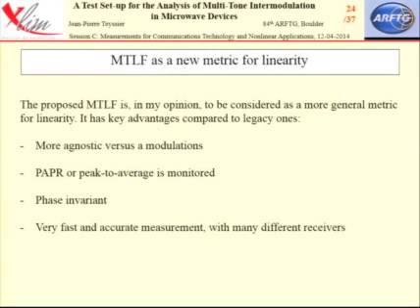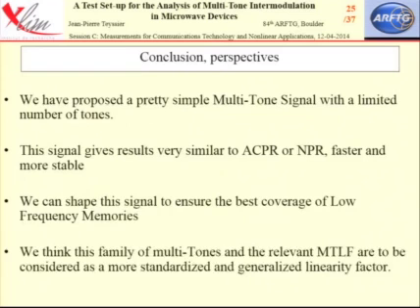It can be done with many different receivers, and we can imagine doing this in a production environment. With the SWAP, it's a matter of, let's say, 1 or 2 milliseconds to get one measurement, because it's just one acquisition, compute the power, make the ratio, and we're done. That's it. So, conclusion and perspectives. We have proposed a pretty simple multitone signal with a limited number of tones. It gives very quickly results very similar to NPR or ACPR measurements.